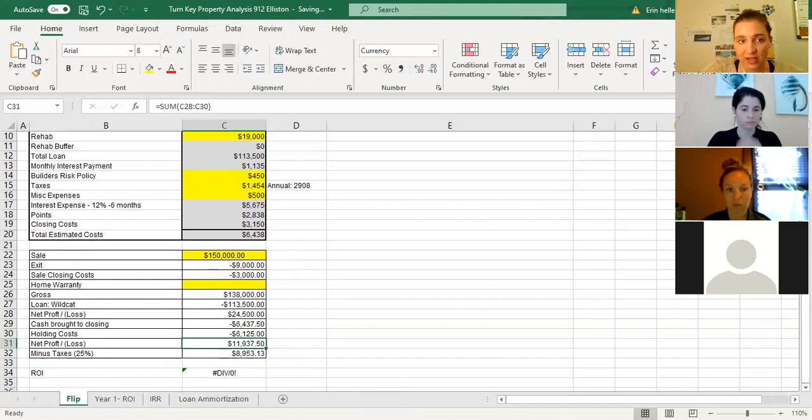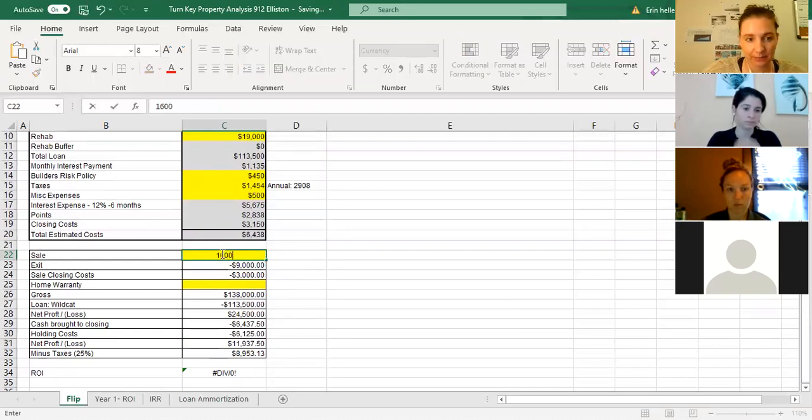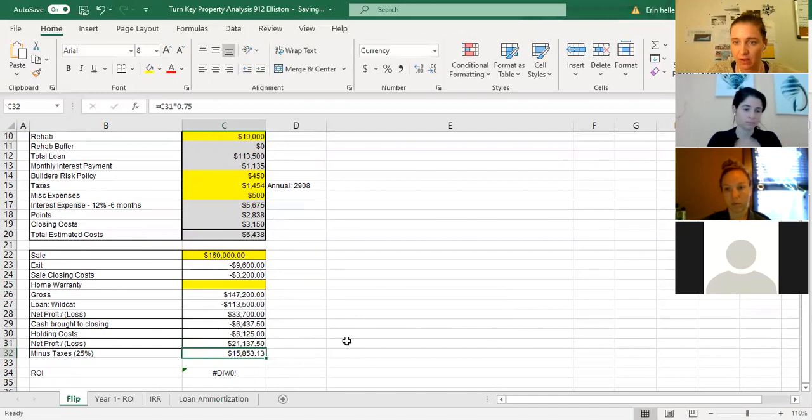So now again, we can adjust some of these numbers. Let's say you can sell it for 160, which I think is more accurate. And then let's say you can get your rent. So now we're looking at a net profit of 21,000. With a flip, you're going to have a pretty high tax burden. You don't get any of the benefits that you get from holding property. So you're going to pay kind of the max taxes on that. So keep that in mind. I always put a 25% factor in there. But we'll just talk right now about net profit before taxes.